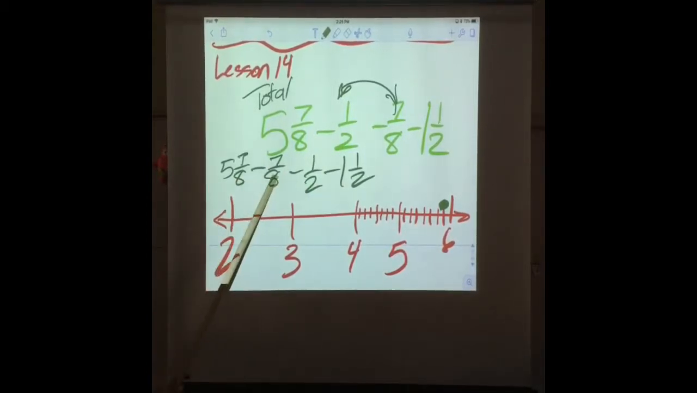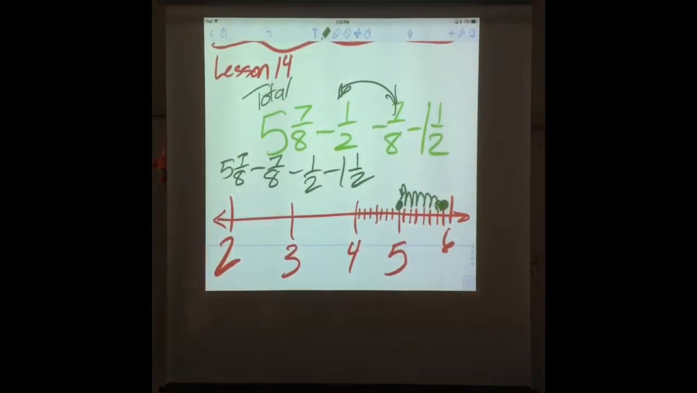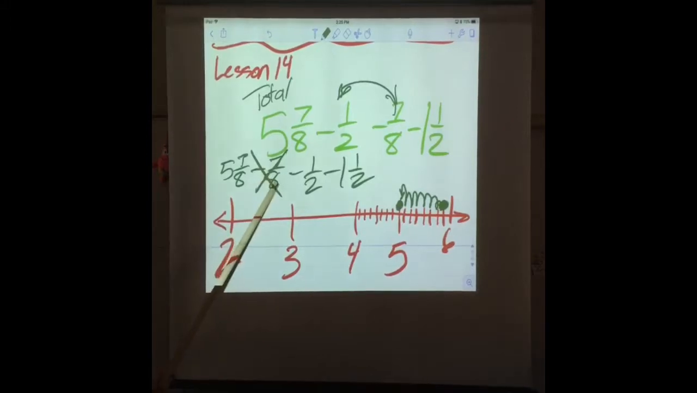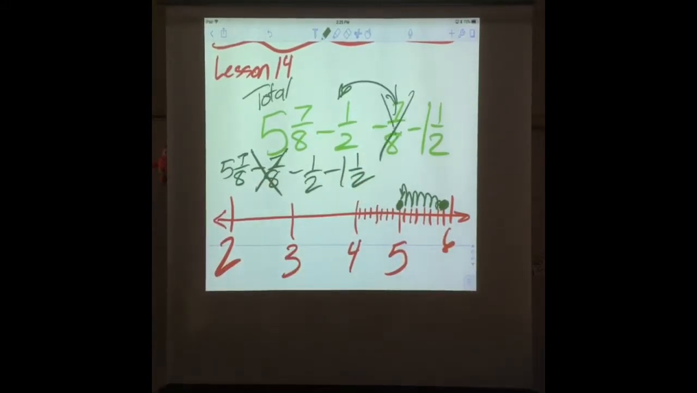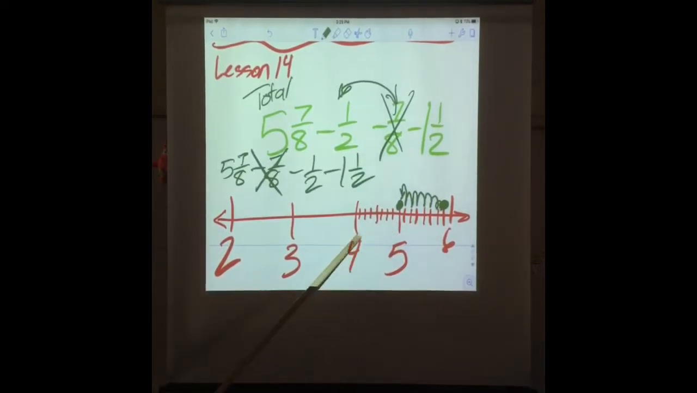Is it easier for me to take 7/8 away from 5 7/8? You bet. Let's count it together. Ready? 1/8, 2/8, 3/8, 4/8, 5/8, 6/8, 7/8. So now this guy is gone, right? We have got him all taken care of. The 7/8 is gone. I'm at a whole number, aren't I? Yes. Is it easier to take a half away? Yes. You bet.